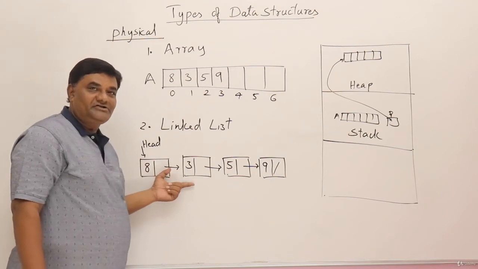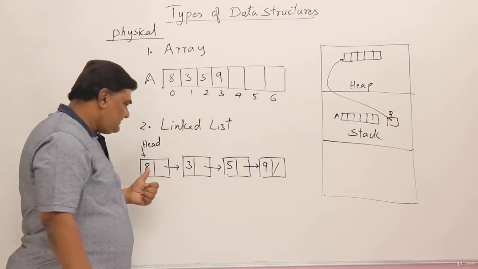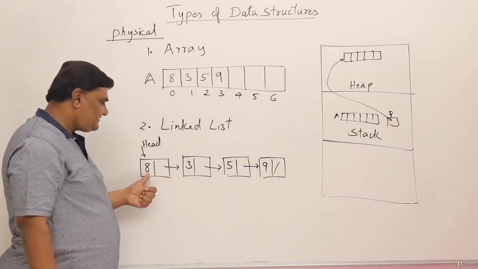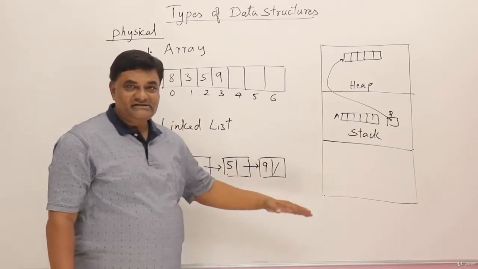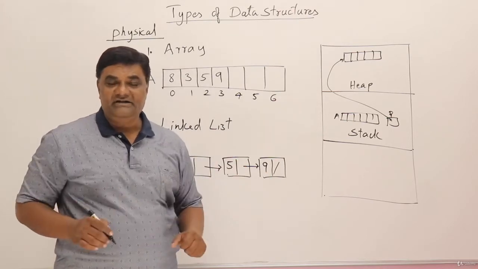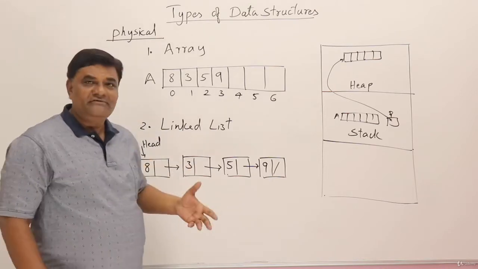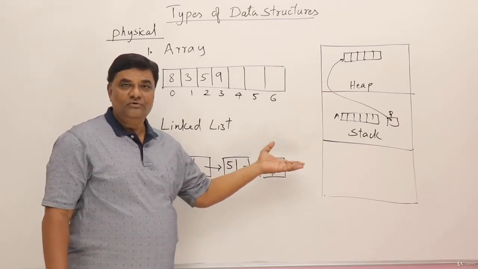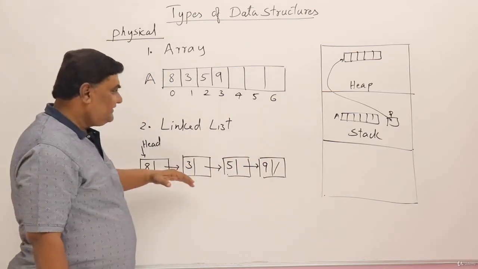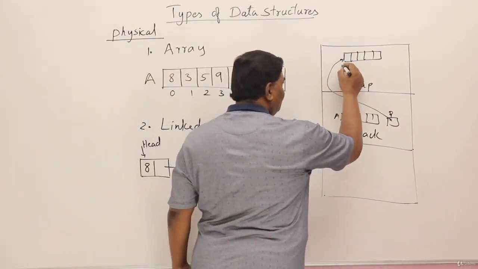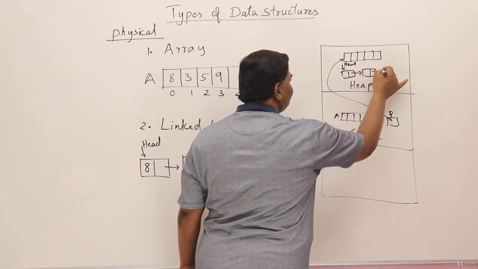Now second data structure, linked list. This is a completely dynamic data structure and it is a collection of nodes where each node contains data and a link to the next node. The length of this list can grow and reduce dynamically. So it is having variable length. As per your requirement, you can go on adding more and more nodes and add more elements, or you can reduce the size. This linked list is always created in a heap. Collection of nodes are created always in a heap.